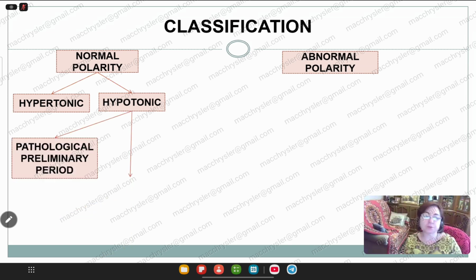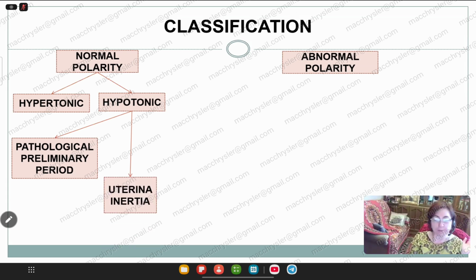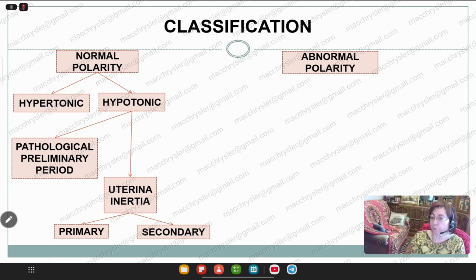Hypotonic contractions we can divide into several parts. First is the pathological preliminary period. Today I already talked about that. It differs in timing for primipara and multipara. Another is uterine inertia, which can be primary or secondary. Primary uterine inertia is from the beginning: contractions are weak, poor, and not adequate from the beginning.